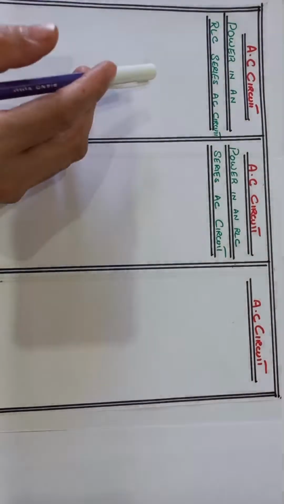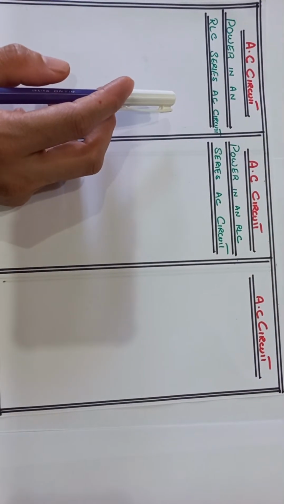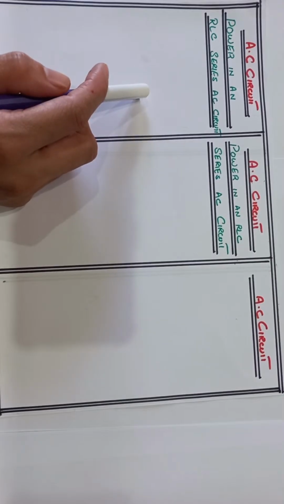Now here we discuss the power in an RL series AC circuit. We know that the average power consumed by the inductor and capacitor is 0, but AC power is always consumed by the resistor R. Both the inductor and capacitor do not consume power. The resistor is the only element that consumes power.